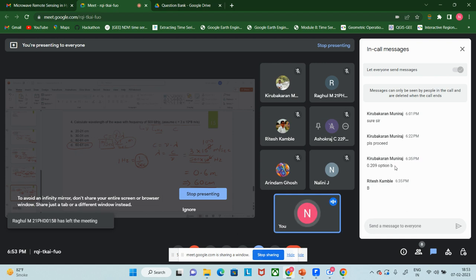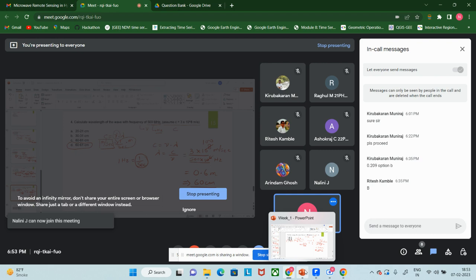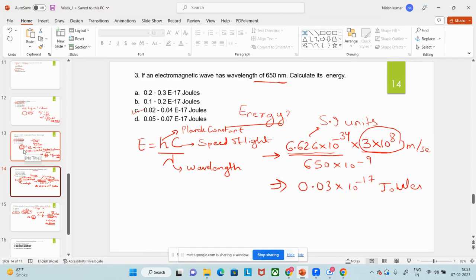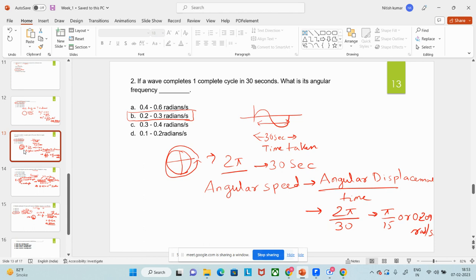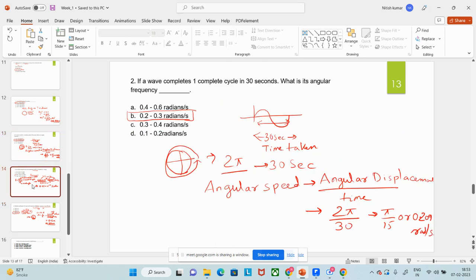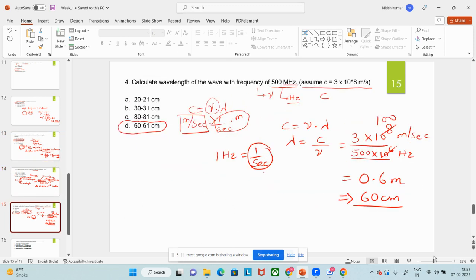Someone told earlier something 0.209, option B. B. Okay, this question, that was the right answer. So I will start the next question.